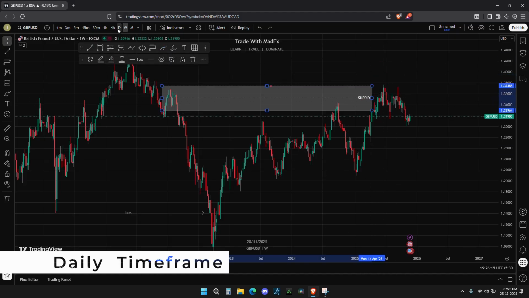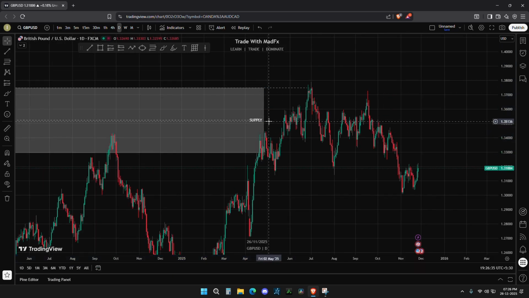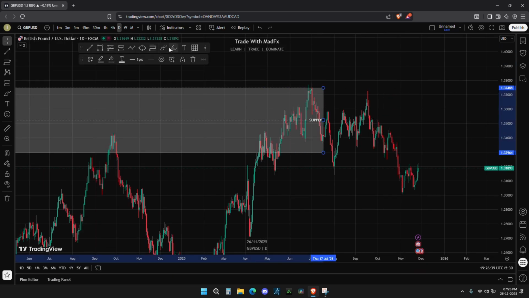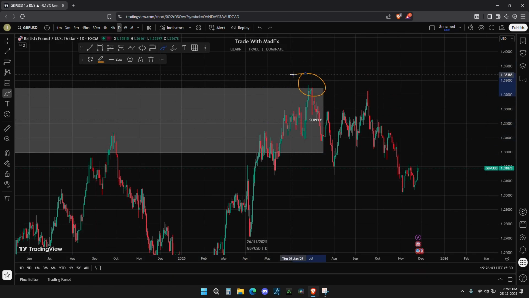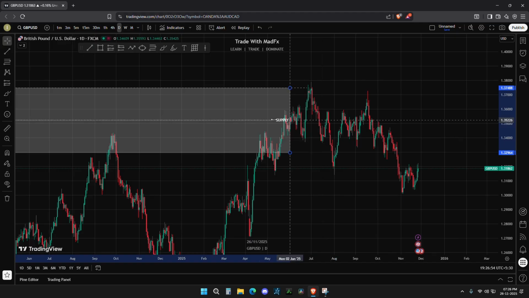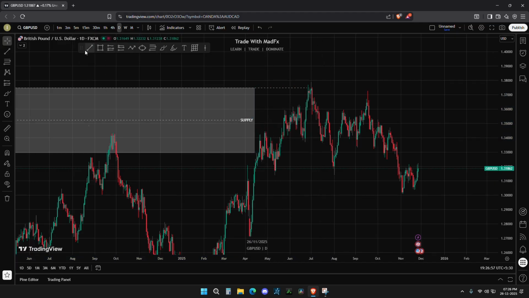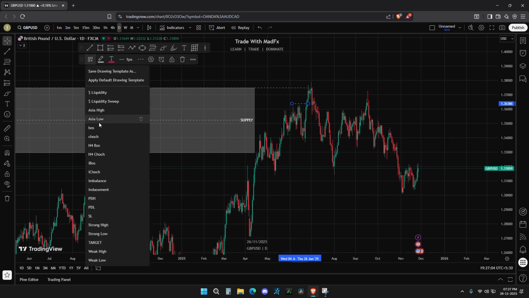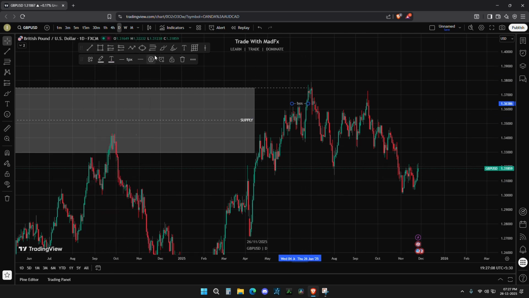Now let us move to the daily time frame. This is the supply zone that we marked on the monthly chart, and on the daily time frame as well, we were not able to close above the supply zone. I will move this supply to the side and let us mark some structure. This was the last bullish break of structure on the daily time frame. And after the liquidity sweep, we had a huge bearish move to the downside, and that bearish expansion was able to create a bearish change of character on our daily chart.